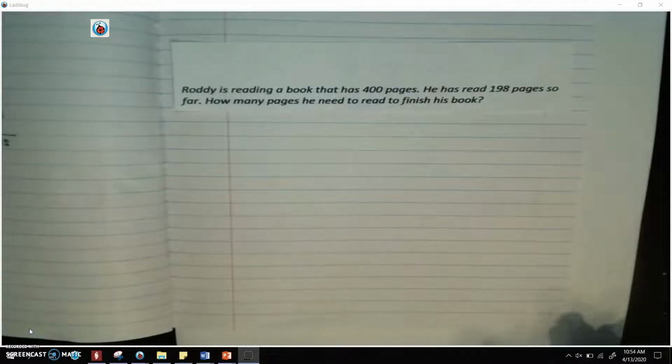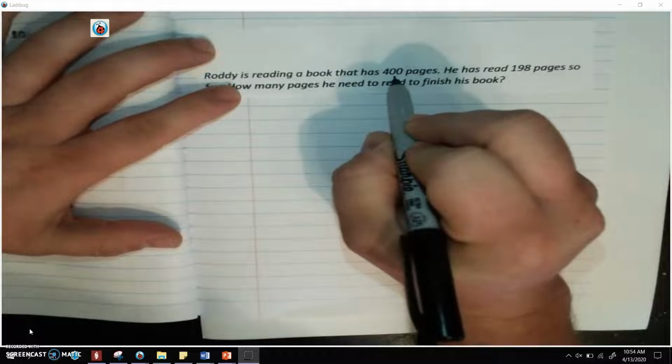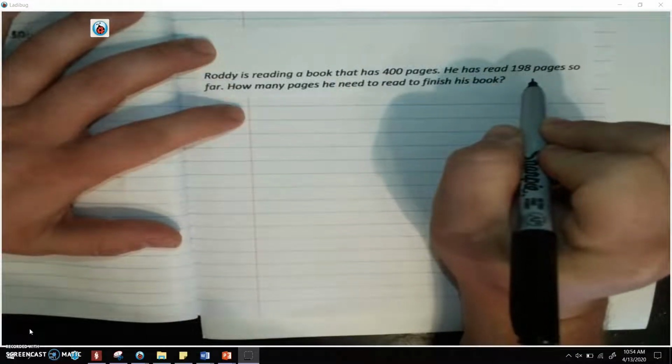So we have a word problem here. It says, Roddy is reading a book that has 400 pages. He has read 198 pages so far. How many more pages does he need to read to finish the book? This is the total number of pages here. This is how many he's read. And I want to know how many more there are.